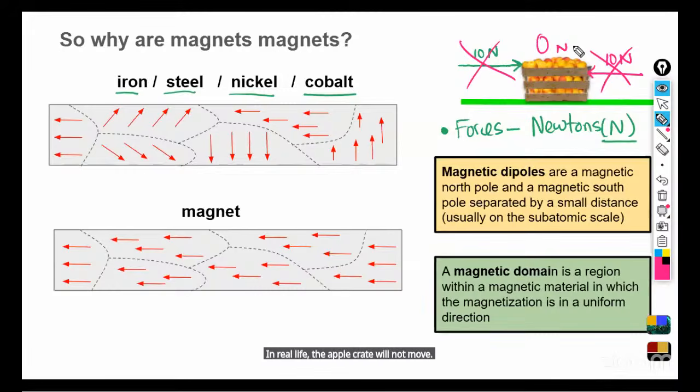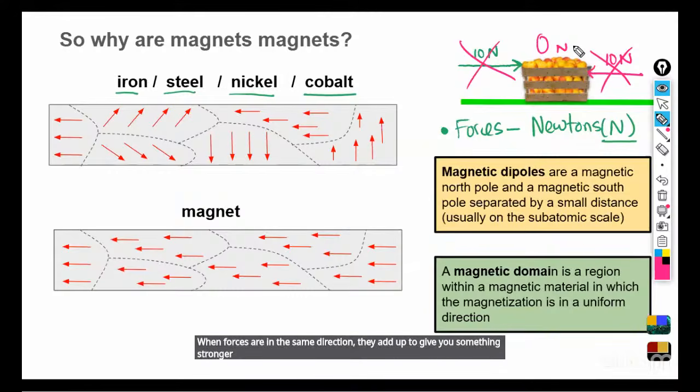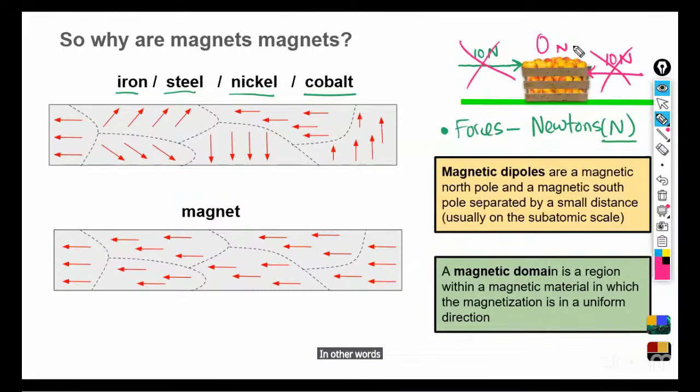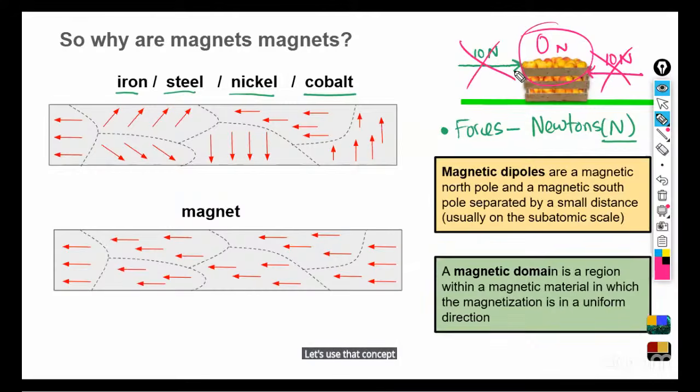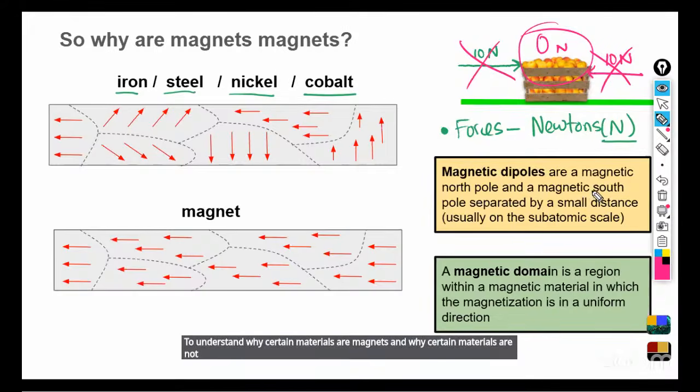So the moral of the story is this. When forces are in the same direction, they add up to give you something stronger. When forces are not in the same direction, in other words, one example being opposite directions, they usually cancel out to give you nothing, right? Let's use that concept to understand why certain materials are magnets and why certain materials are not magnets.